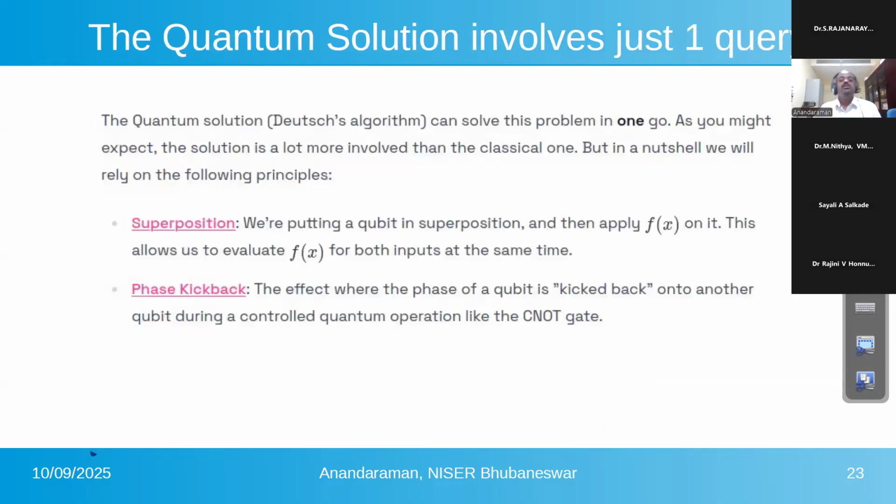So the quantum solution involves just one query. This is the Deutsch algorithm. Another algorithm is called the Deutsch-Jozsa algorithm. This is 1985, that is 1992. Deutsch and Jozsa, both scientists, applied this same concept for multi-qubits. So the quantum Deutsch algorithm can solve this problem in one go, based on superposition and phase kickback.